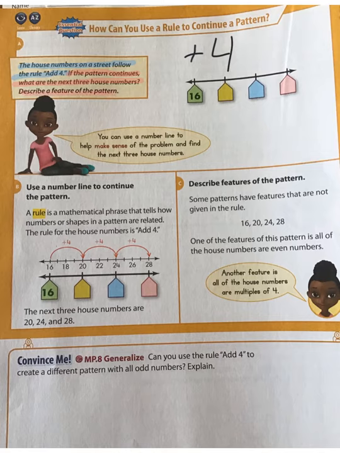And describe a feature of the pattern. Well, if we're just going to add 4 each time, we know 16 plus 4 would be 20. 20 plus 4 would be 24, and 24 plus 4 would be 28. Looking at these numbers, I know that they are all even because they all end in a 0, 2, 4, 6, or 8. And I also know that they're multiples of 4.